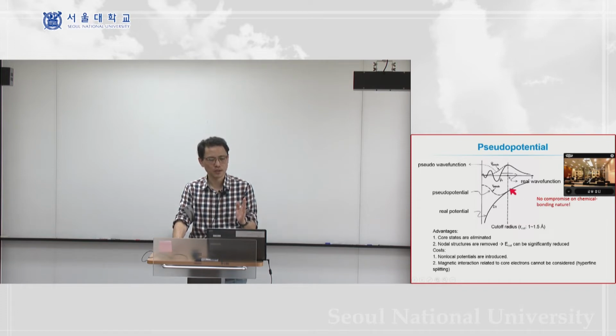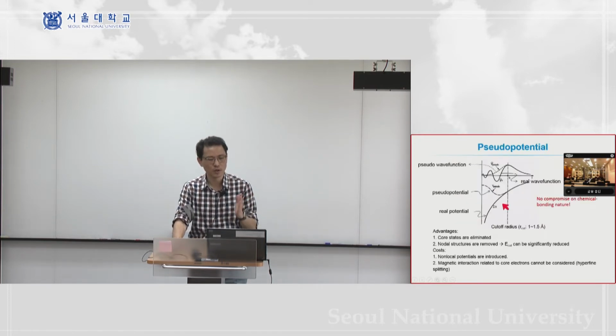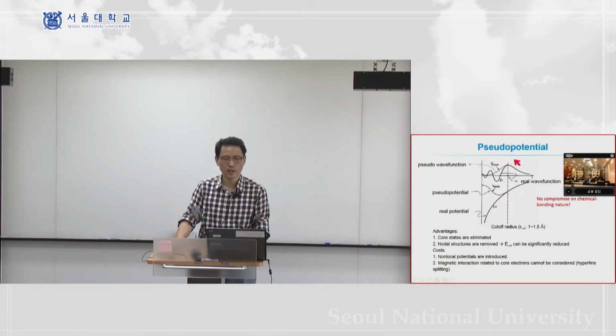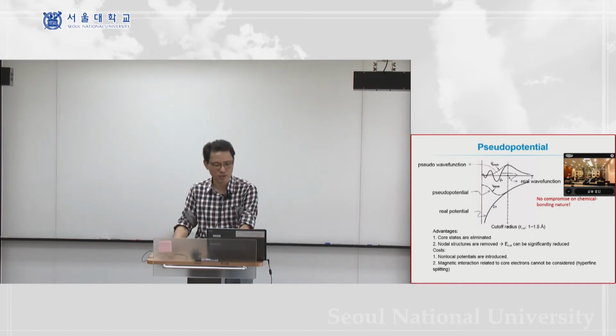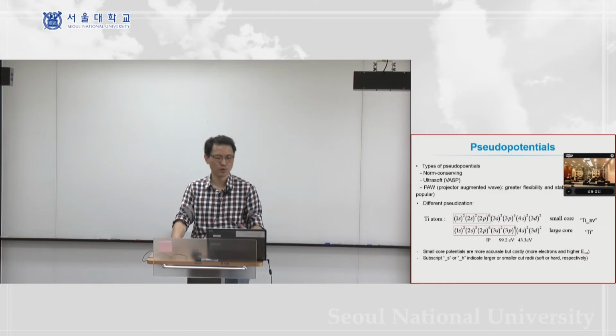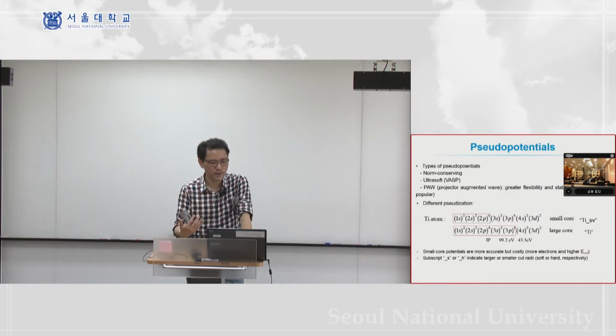On the other hand, if you have the longer or larger cutoff radius, then you are doing more pseudization. So it's less accurate, but it requires a smaller cutoff energy. Therefore, it is faster.